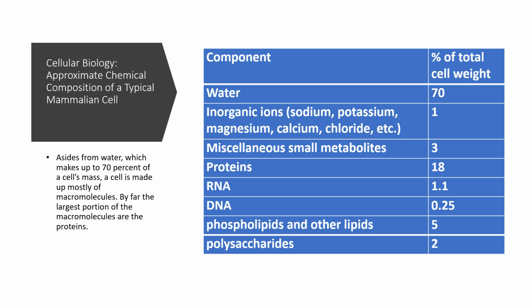The table you see illustrated here gives an approximation of the chemical composition of a typical mammalian cell. Aside from water, which makes up 70% of a cell's mass, a cell is made up mostly of macromolecules. By far, the largest portion of macromolecules are proteins.